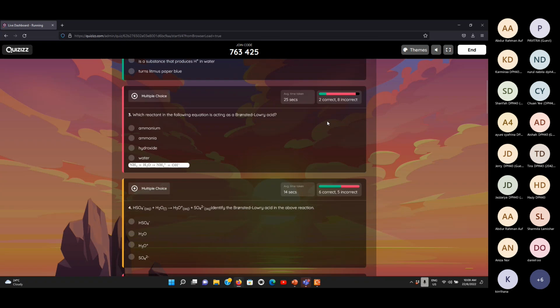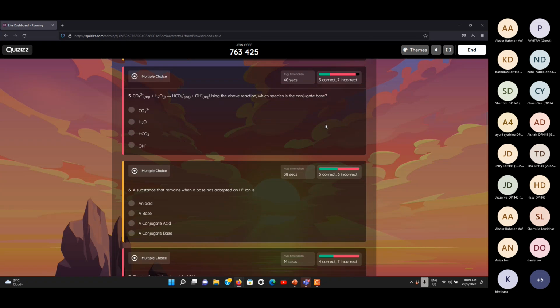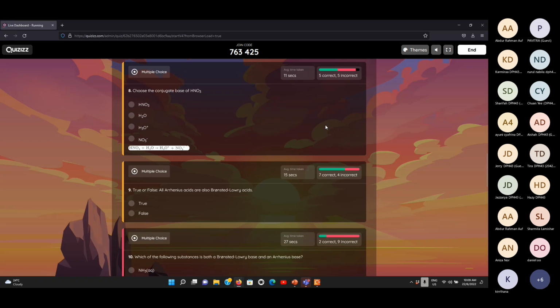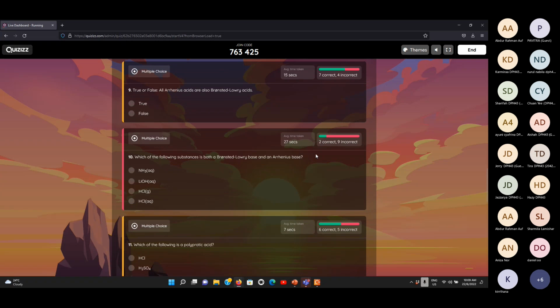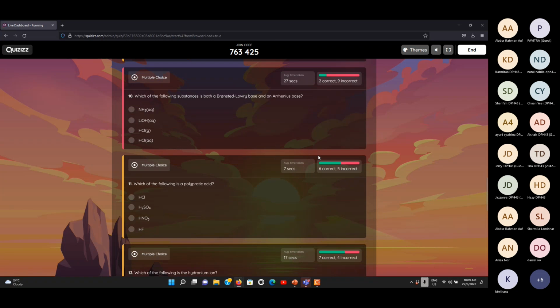2 orang saja betul. Ini 3 orang saja betul. So I can see bagaimana yang kamu tak faham. Ini 2 orang saja betul. Tengok balik nanti.